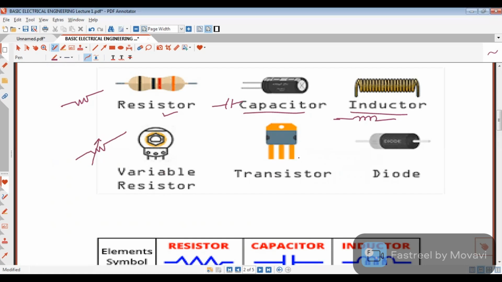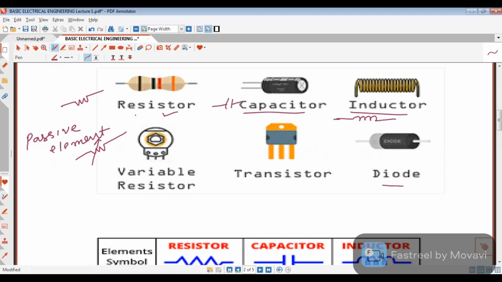This is a transistor. It has three terminals, base, anode, and cathode. Three terminals are there, and a diode. So these elements which take energy are called passive elements.